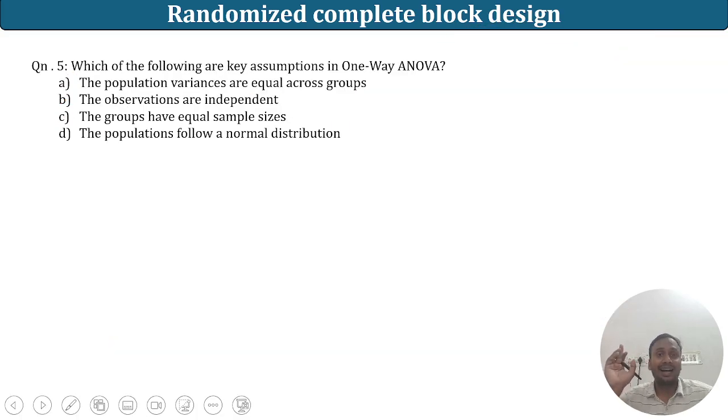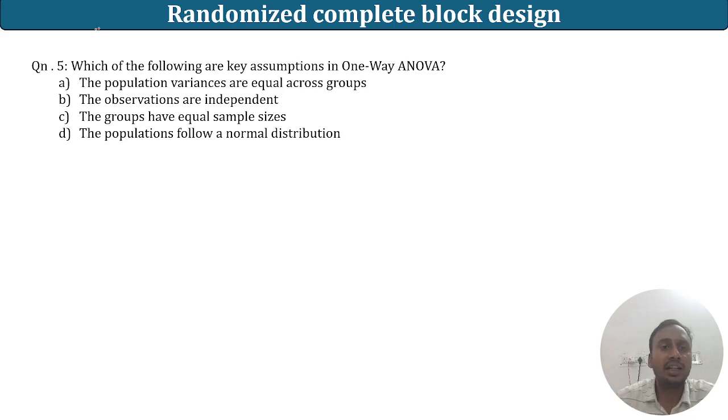What are the following key assumptions in one-way ANOVA? It's a simple one that we have seen already before. Population variances are equal across the groups. Is it correct or not? Which of the following are the key assumptions in ANOVA? First one is independence. Groups have equal sample size. That is not at all necessary.